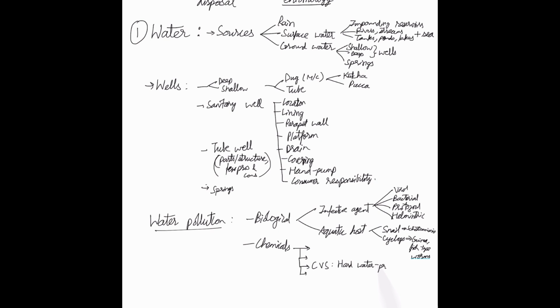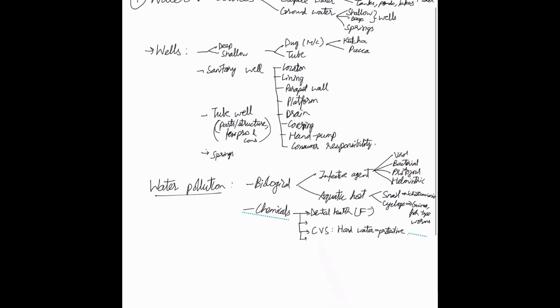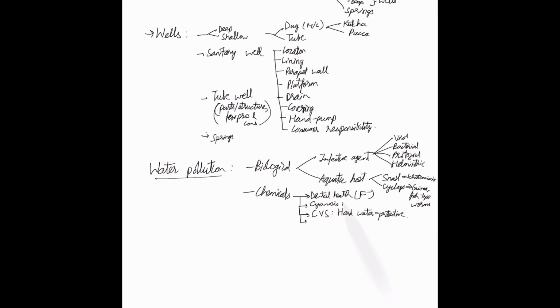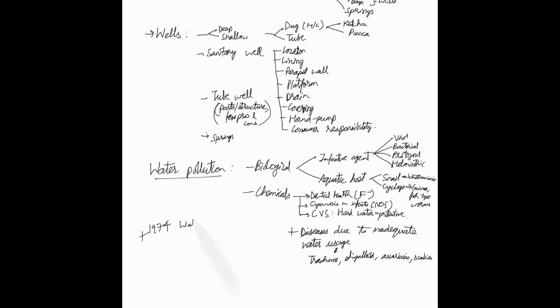We then discuss the effects of various chemicals on our health, how fluoride influences dental health, how nitrate can cause cyanosis in infants, and how hard water is protective for the heart and cardiovascular system. There are various diseases that can spread due to inadequate water usage, like trachoma, shigellosis, ascariasis, and scabies. We then have the 1974 Water Prevention and Control of Pollution Act.